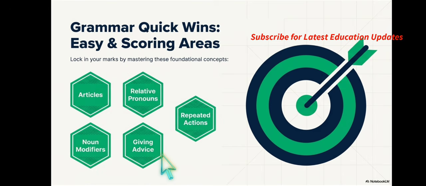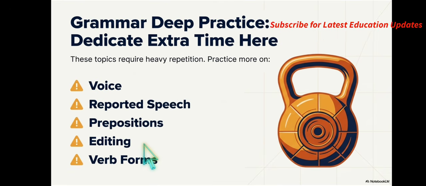So now let us look at the grammar area, how we can quickly answer and how you can maximize your score in these areas of grammar. Articles, relative pronouns, repeated actions, would and used to, noun modifiers, where most of the students feel a little difficult and a little confused with respect to noun modifiers. Please do go to a playlist and see all the related grammar topics. And giving advice, which is one of the easiest ways to answer the response, by saying you should, you must, you had better and you ought to. Any one of the modal verbs can be used here.